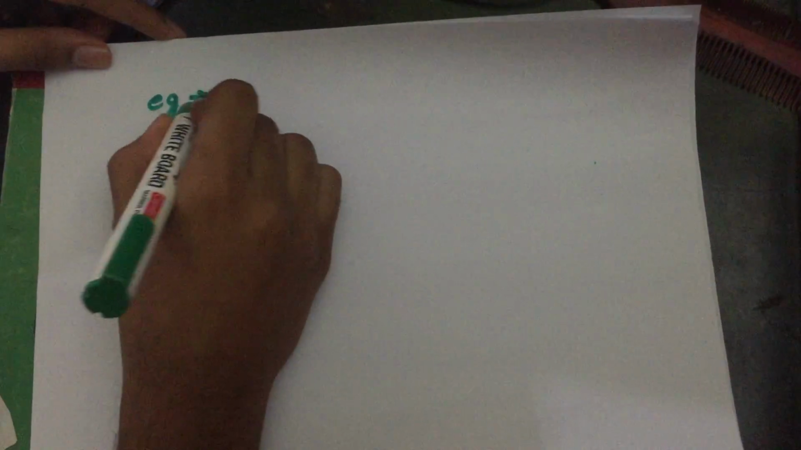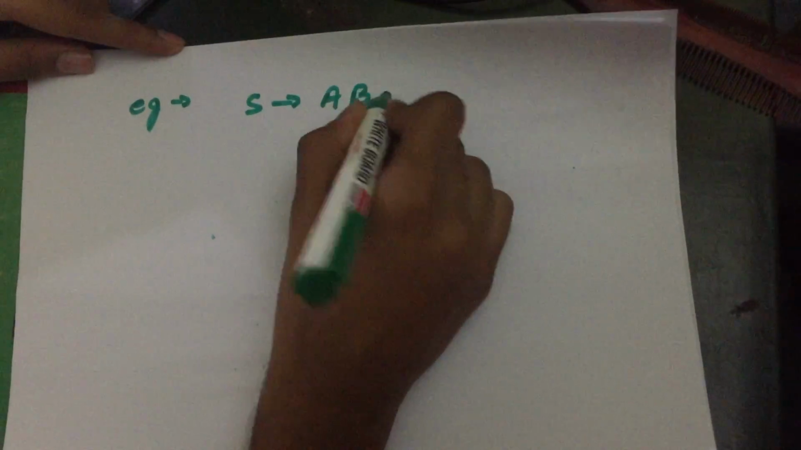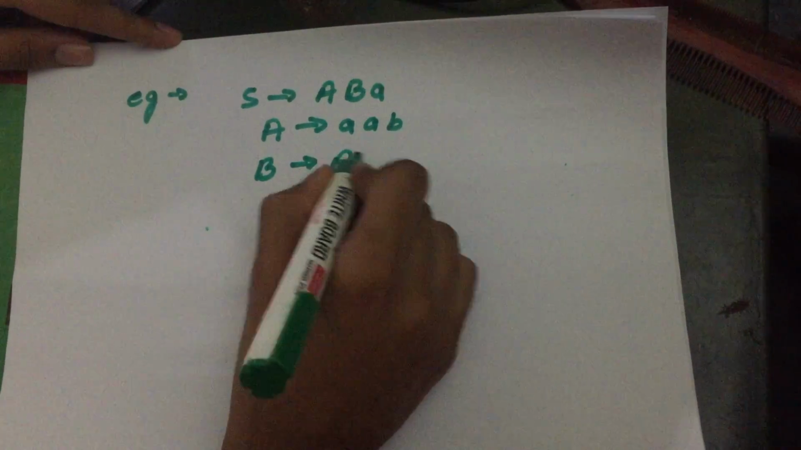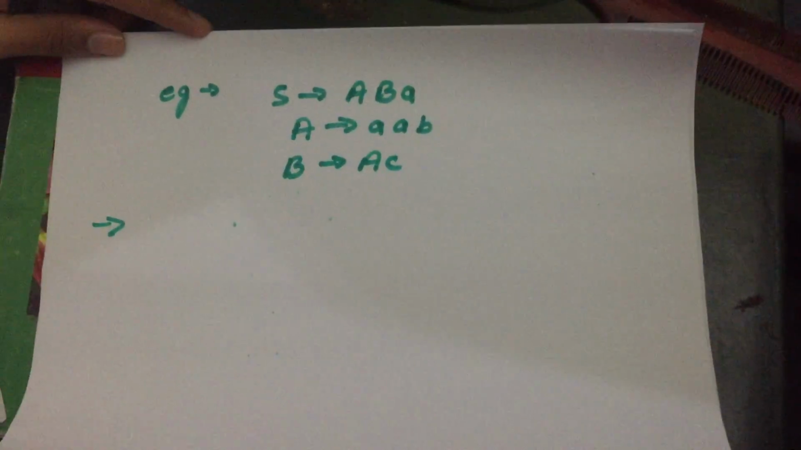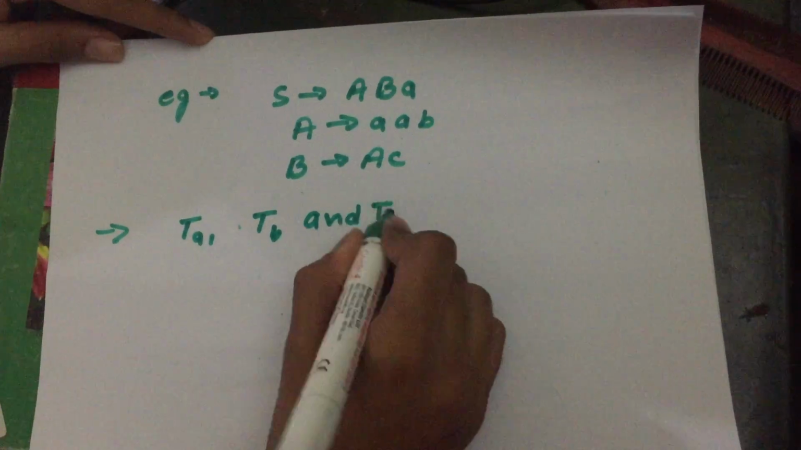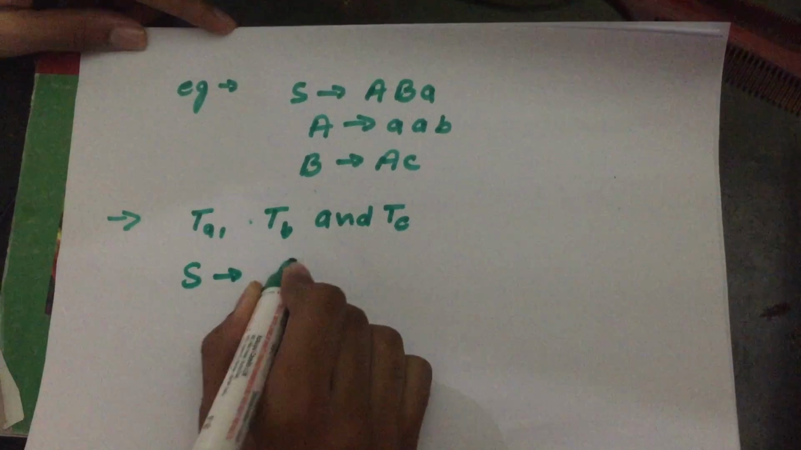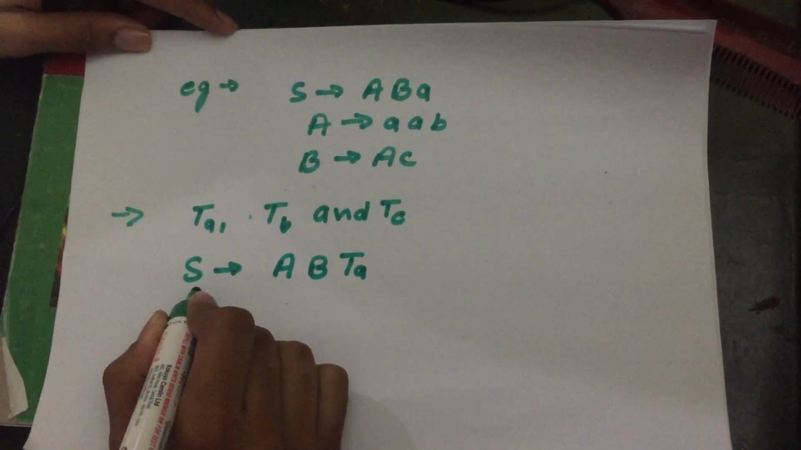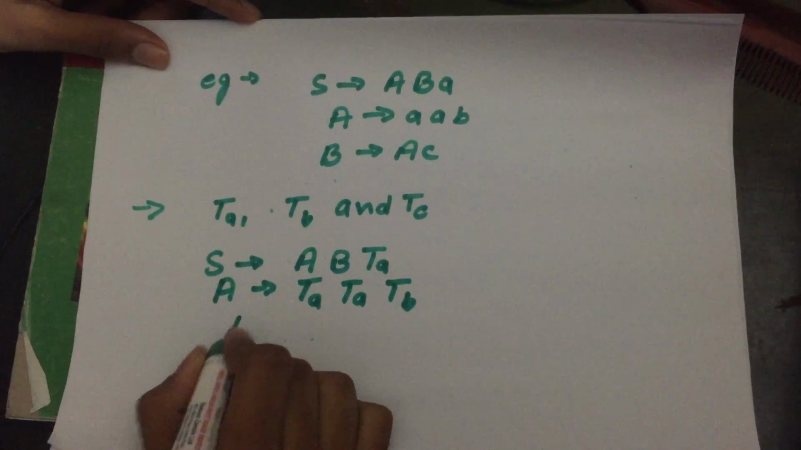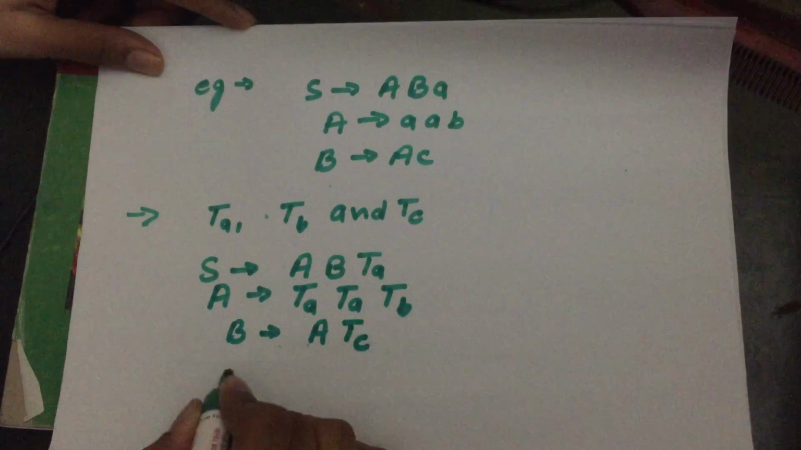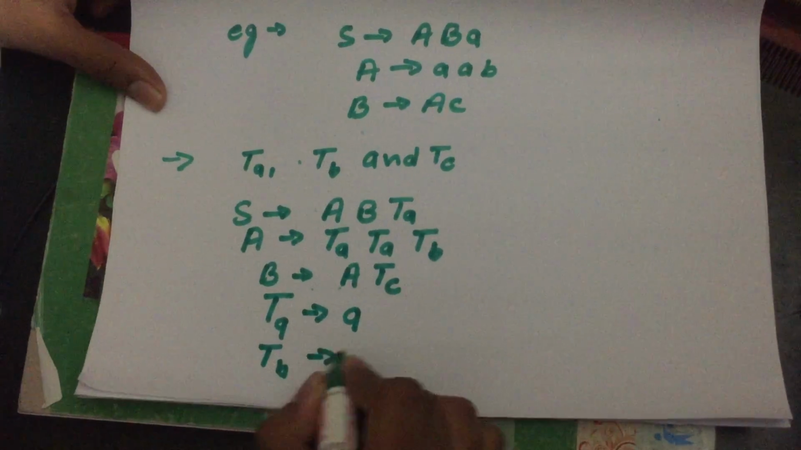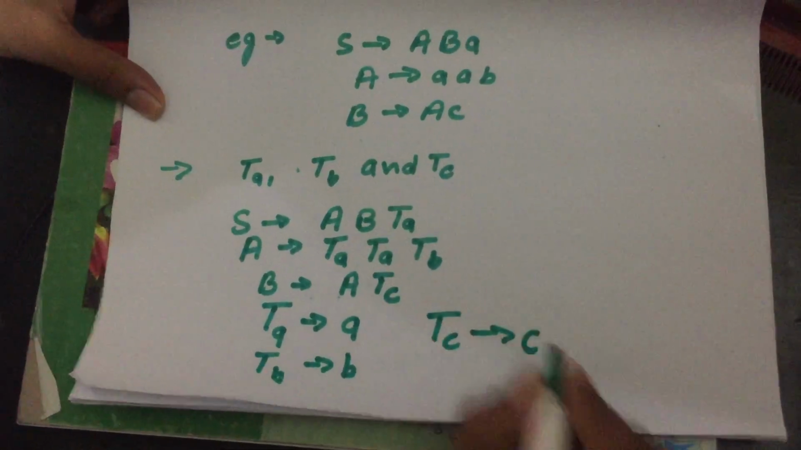So now let's take an example in which we are converting a context-free grammar to its CNF form. The example is S to ABA. Now the first step is to introduce variables TA, TB and TC such that S is from A, B, TA, A, TA, TA, TB. Similarly, B is from A to TC. Now defining these variables, this is the first step.